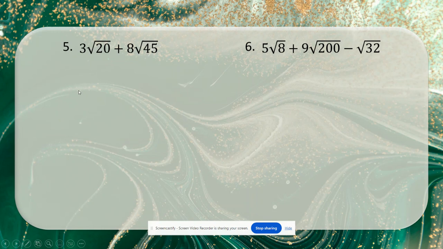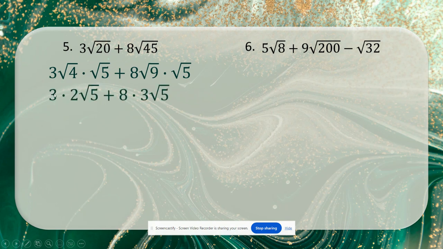So for number 5, I have 3 root 20 plus 8 root 45. Again, I'm going to find the highest perfect square that goes into both 20 and 45. I'm going to break them apart. So I get 3 root 4 times the square root of 5 plus 8 root 9 times the square root of 5. Okay, the square root of 4 is going to end up being 2. The square root of 9 is going to end up being 3. So I'm going to take 3 times 2 root 5 plus 8 times 3 root 5. I'm going to get 6 root 5 plus 24 root 5.